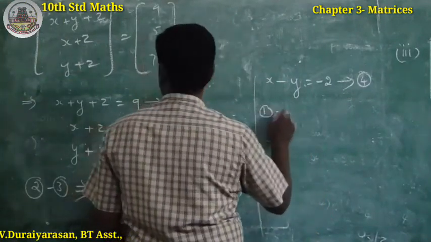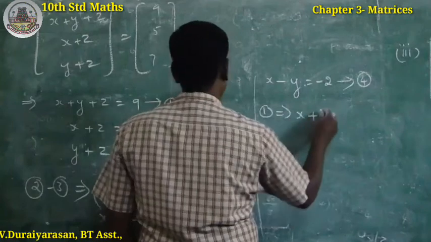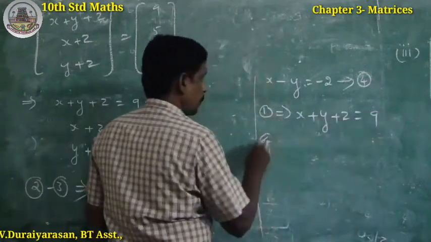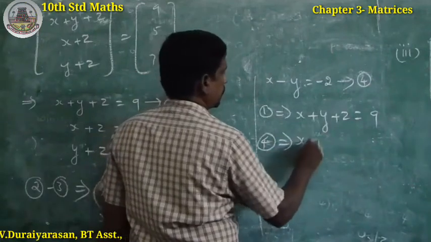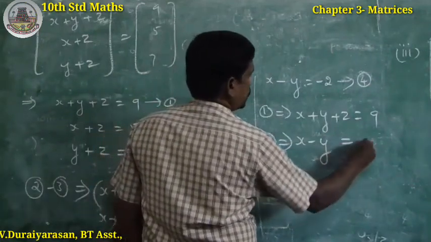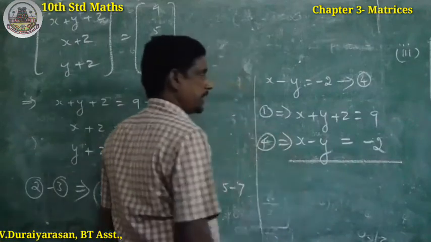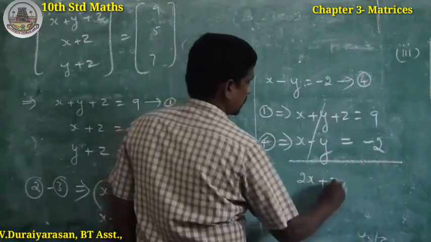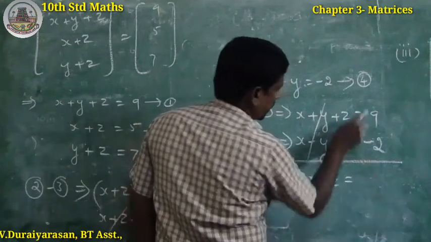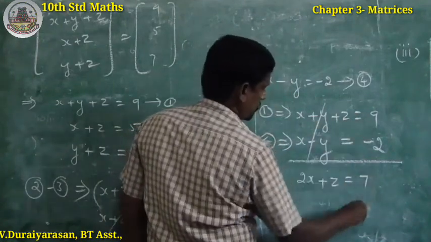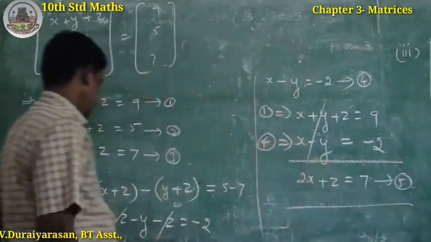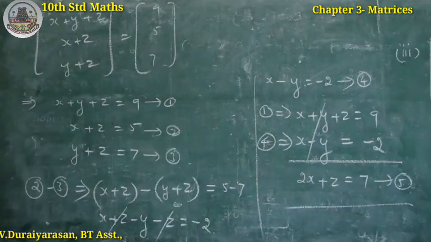From 1, x plus y plus z is equal to 9. From 4, x minus y is equal to minus 2. Add these two. Plus y minus y get cancelled. 2x plus z is equal to 9 minus 2, 7. Equation number 5.